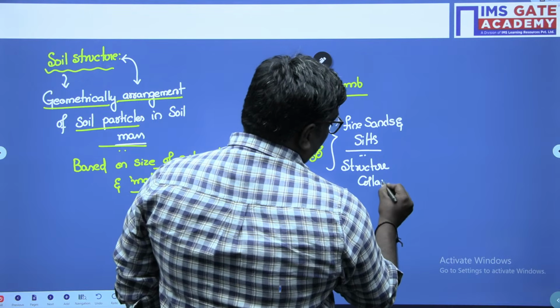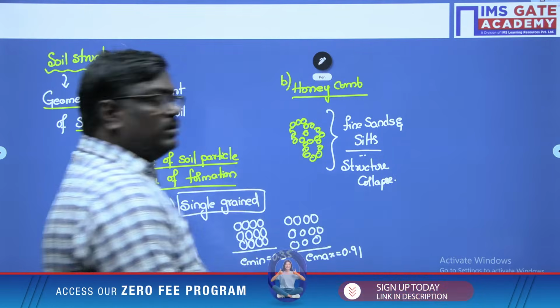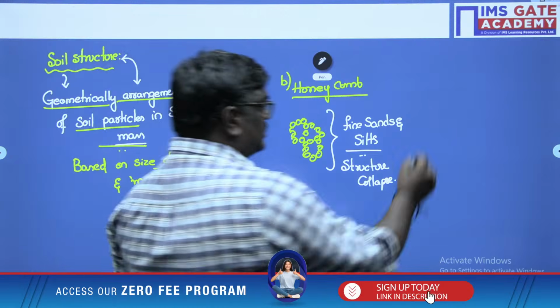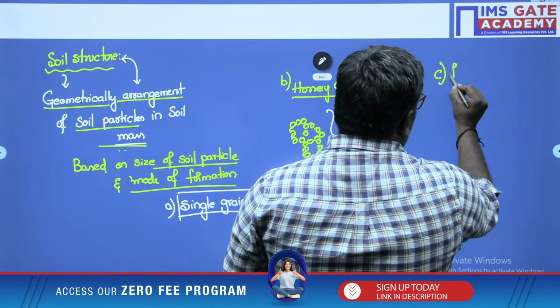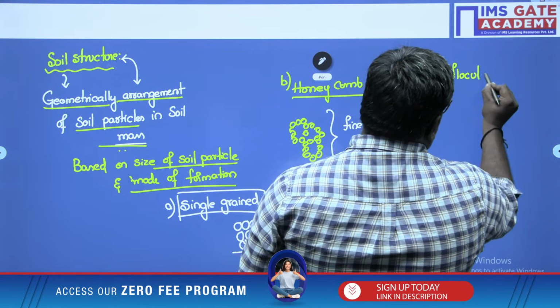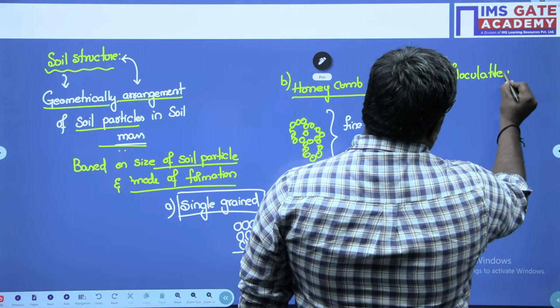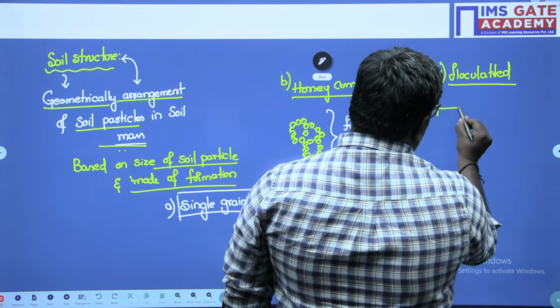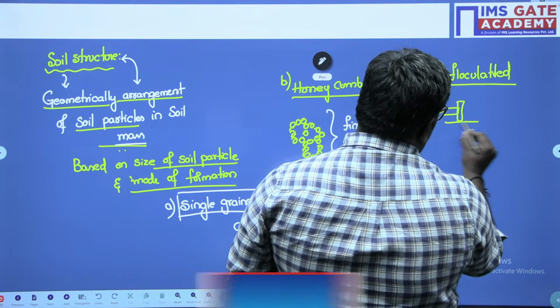This honeycomb structure. Okay, now my dear students, there is another structure called flocculated structure. What is flocculated structure, sir? Here, if I consider this as the soil particles.